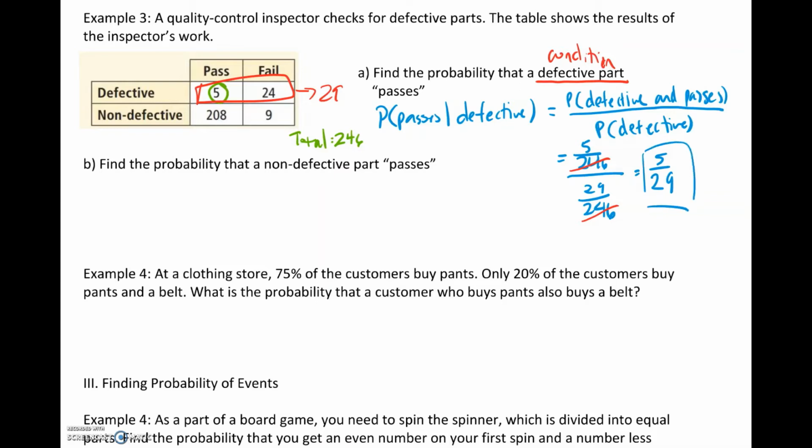Now, do you have to use this? No, especially when you're given a situation like this table. So I'm going to go ahead and erase what I've marked here. Because when you're reading this table, what's even easier is if you look at the intersection of defective and passes. Defective and pass are just these 5 parts. And because we know we are only looking at defective, we don't care about the rest. So alternatively, you can just say, hey, we have 5 of those 29 defective parts that are going to pass. Go ahead and read the table. I don't care how you do it, as long as you get it.